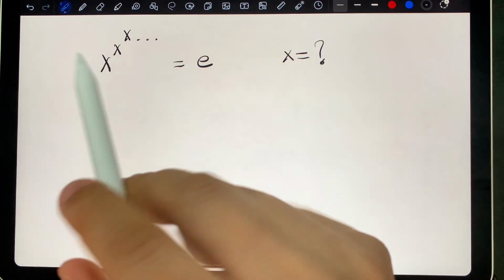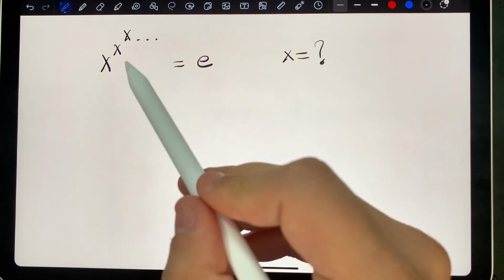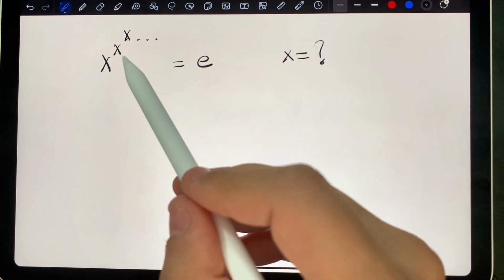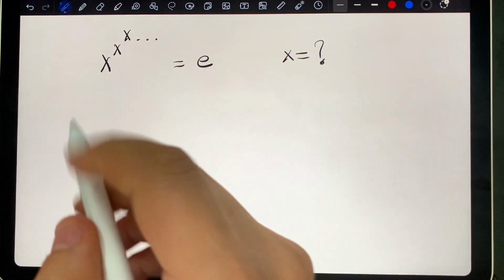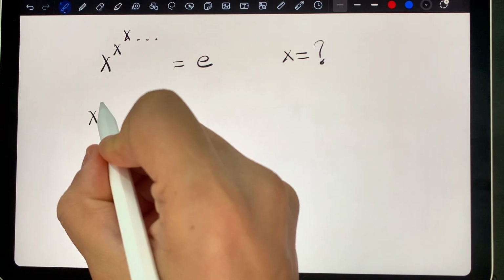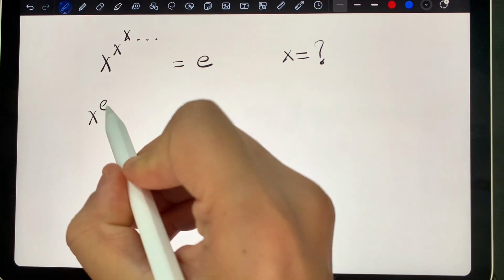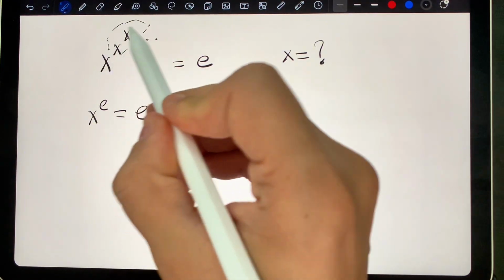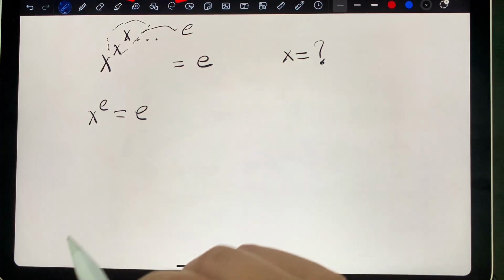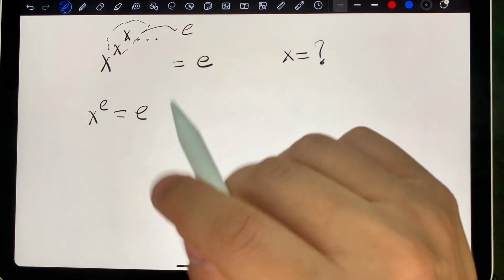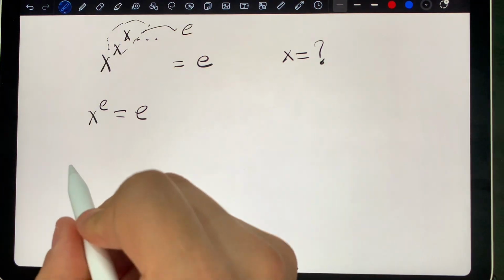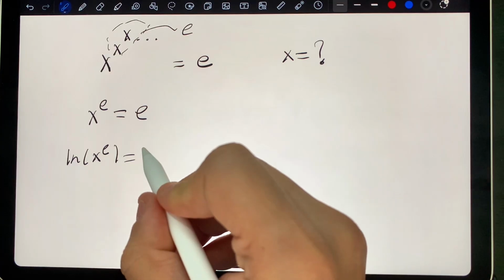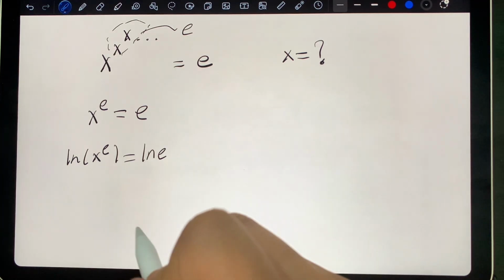Now, the expression goes to infinity, so I want to call the part that goes to infinity a. Now x power a equals a. Now let's take the natural logarithm of the equation. ln x power a equals ln a.